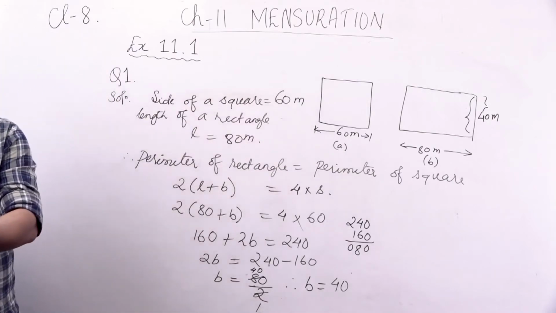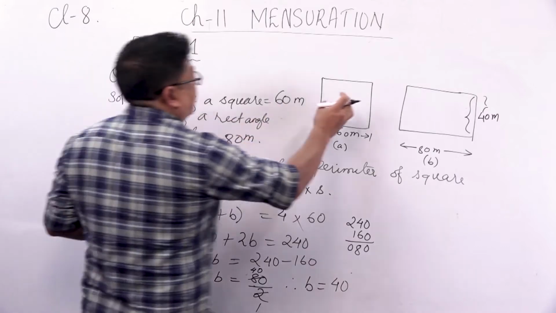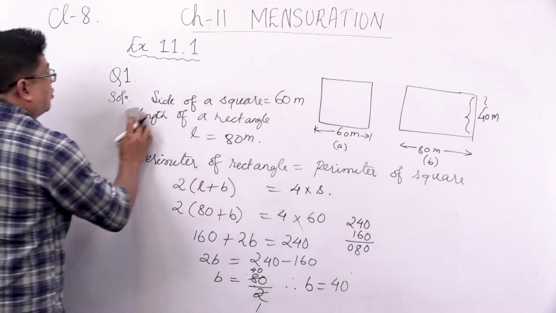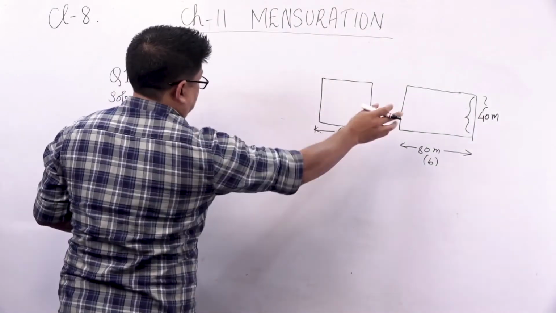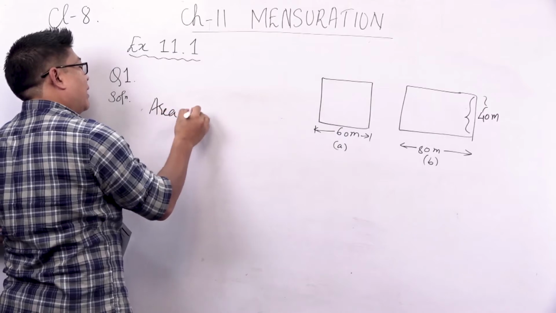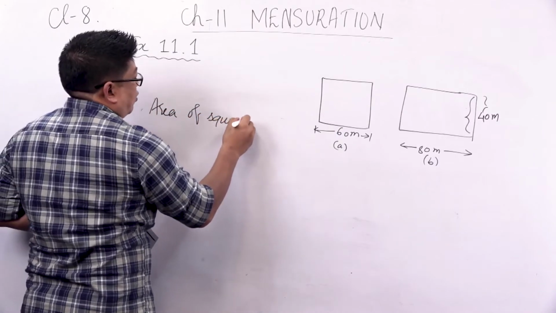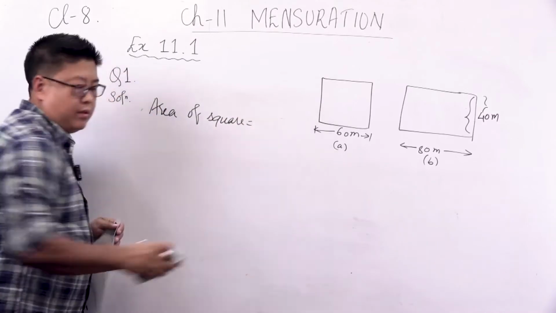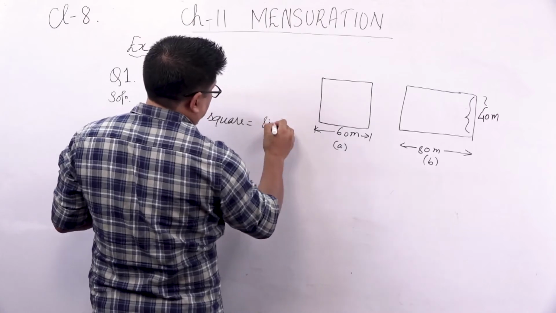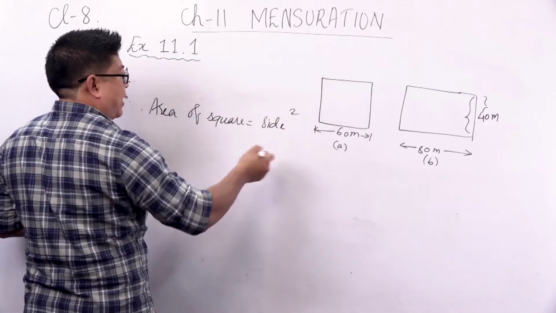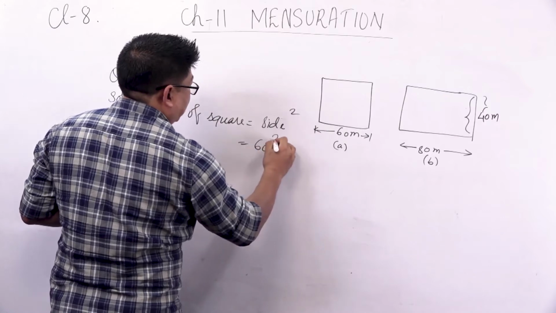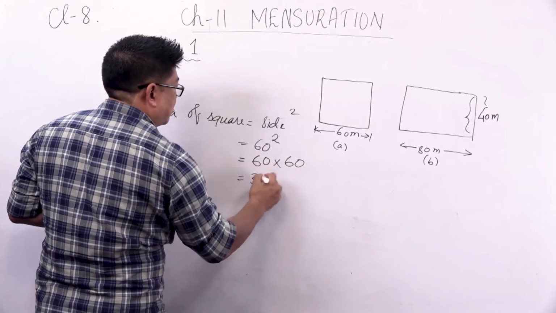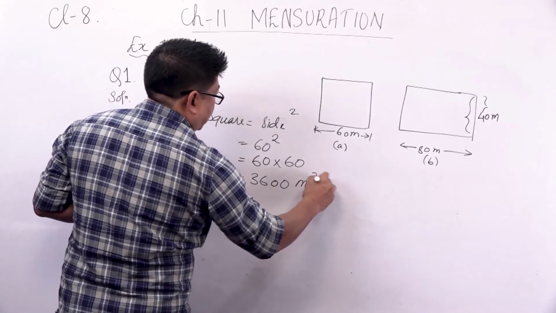Now, the next part of the question is to compare whether this area or this area is bigger. Which area is bigger, right? So to do that, we will find the area for each of them separately. Area of square is equal to side square, or S square. So here it is 60 square, 60 into 60. 6 sixes are 36. 2 zeros, so 3600 meter square.